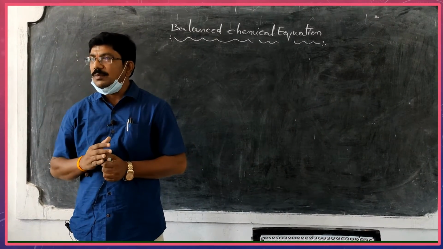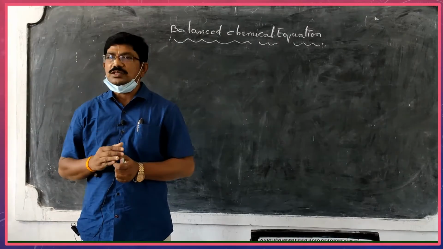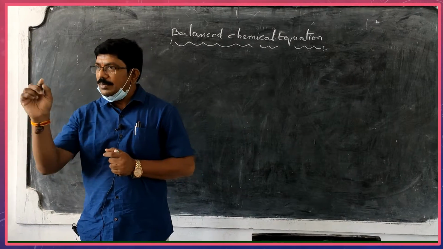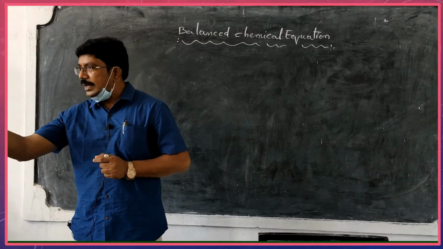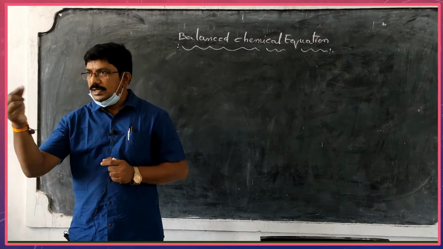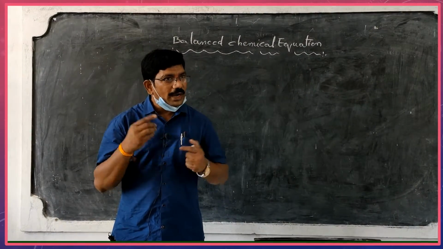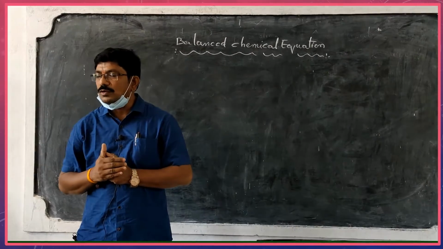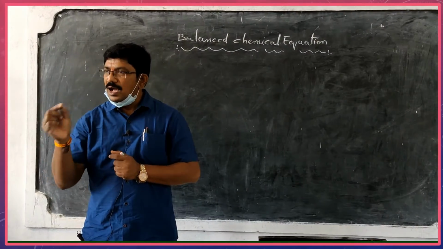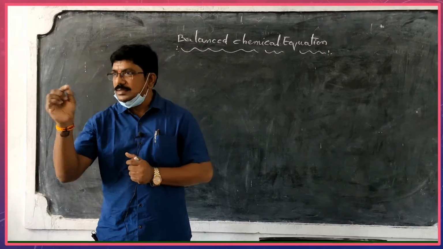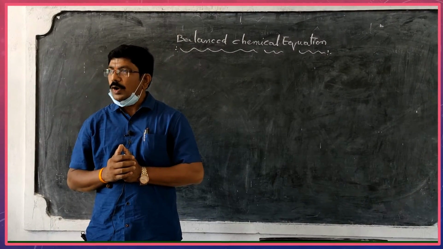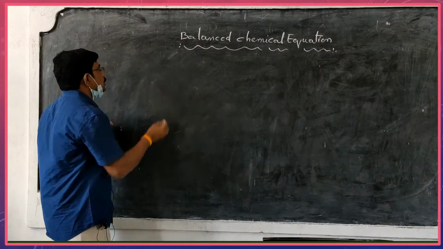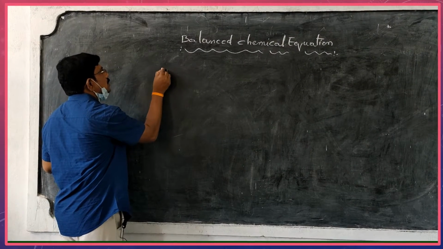Why should we balance the chemical equation? As per the law of conservation of mass, what does the law say? In a chemical reaction, mass can neither be created nor destroyed. But what is happening? It is transformed from one form to another. Are you clear about that? So, to obey the law of conservation of mass, we have to balance the chemical equation. So, why should we balance? To satisfy the law of conservation of mass.